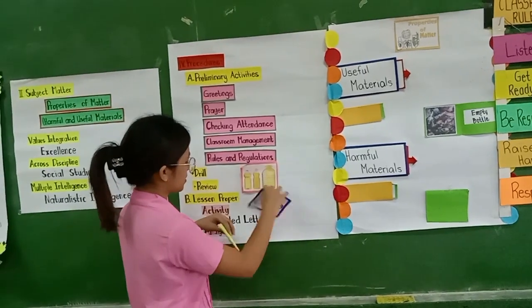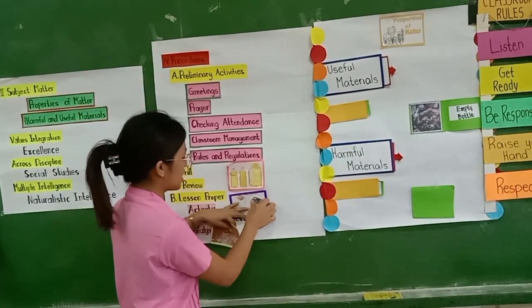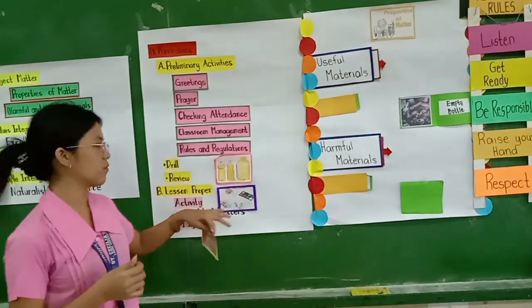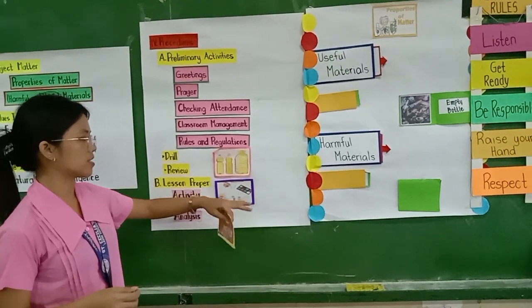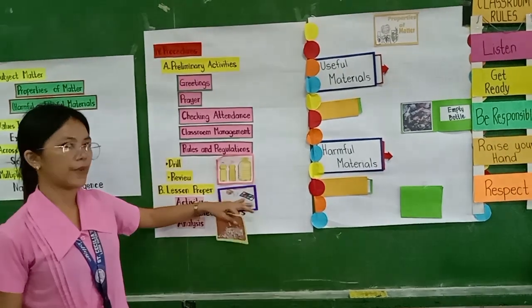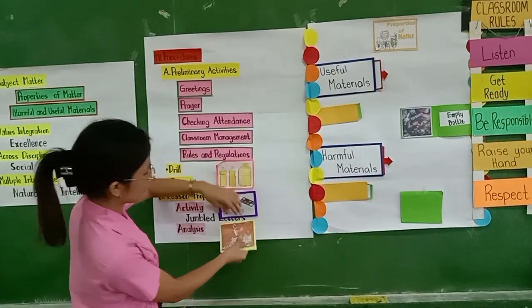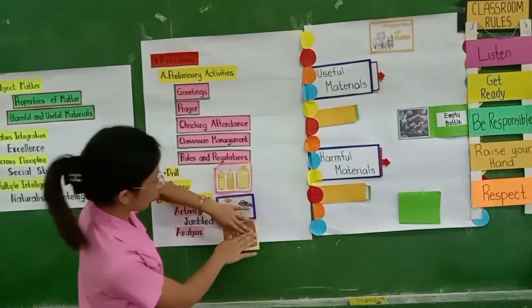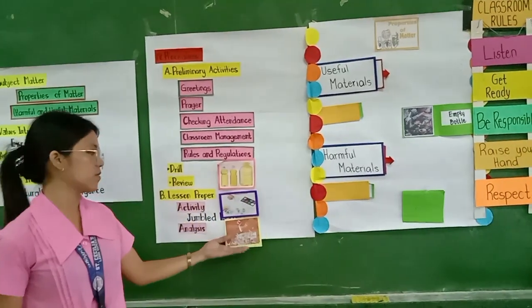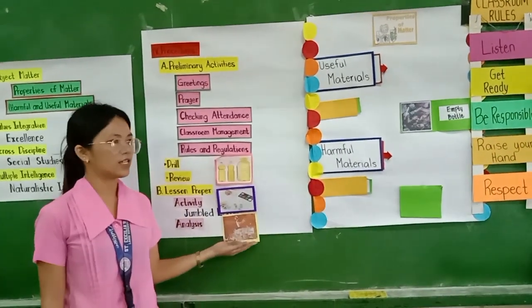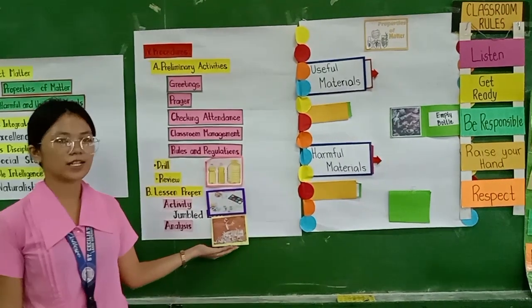And next, I can ask also the students, what object is this? The students answered paint. And the last one, I can also ask the students, what object is this? The students answered broken glass.